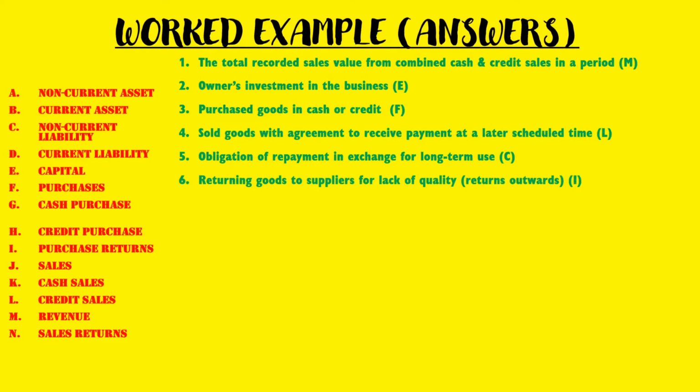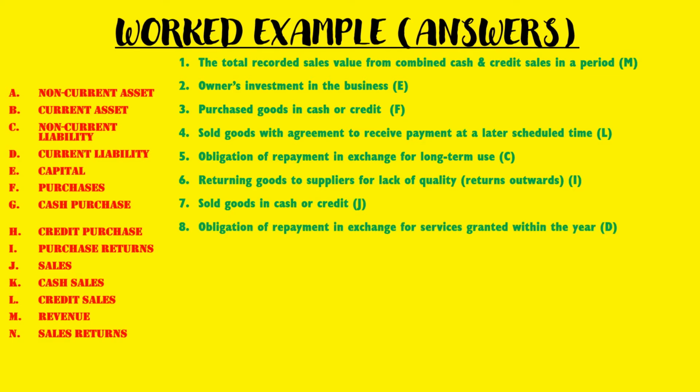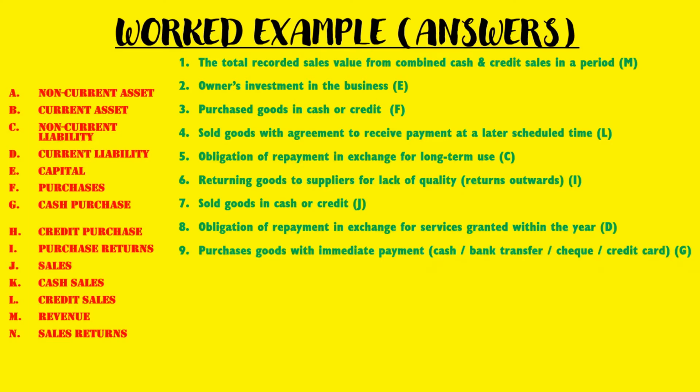Number 6 interprets the return of purchased goods. This is therefore a purchase return. Number 7 interprets both cash and credit sales, which indicates all sales. Number 8 is a short-term obligation, which indicates that this is a current liability. Number 9 is the purchase of goods with immediate payment. This is a cash purchase. Number 10 is about items owned by a business in the current financial year, generating short-term value. This is a current asset.